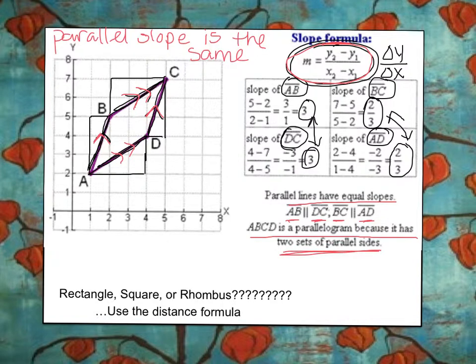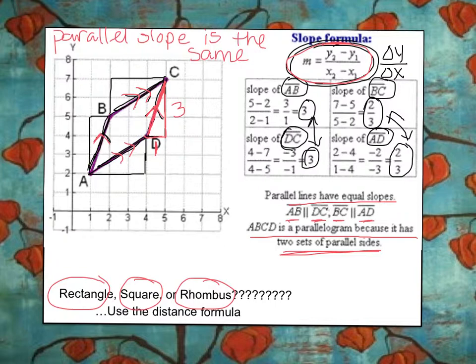Now, if you can figure out the length of the sides, then you can figure out if it's a square, a rectangle, or a rhombus. And you can use the Pythagorean theorem. If I know that this is 3 units and this is 1 unit for this triangle right here, I can use the Pythagorean theorem and find the length of DC. You can also use the distance formula, which we're going to discuss in class. It's very similar to the Pythagorean theorem.